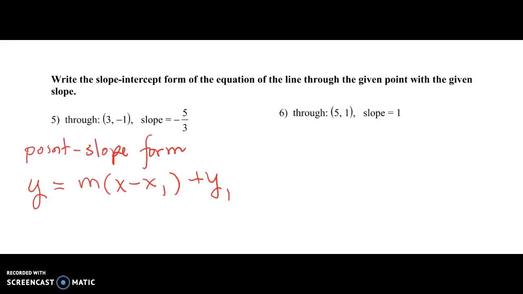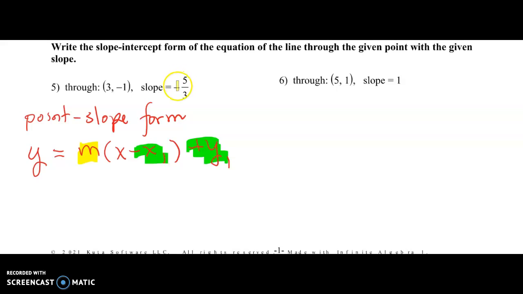All right, again, this is point-slope form. y equals m (x minus x1) plus y1, where m represents the value of slope and the x1, y1 represents the ordered pair coming from the point.